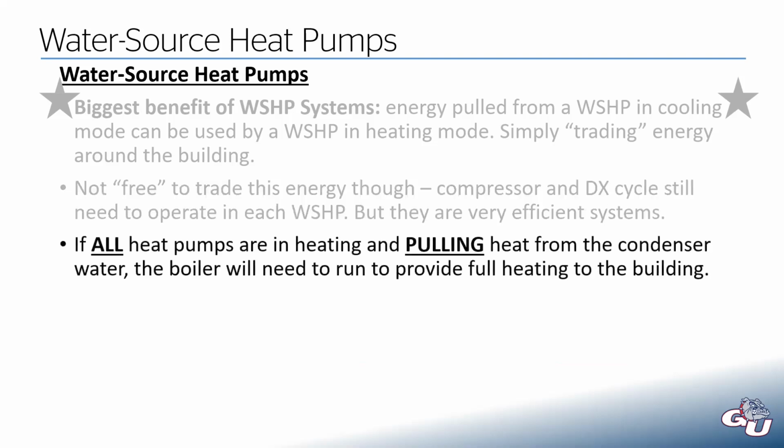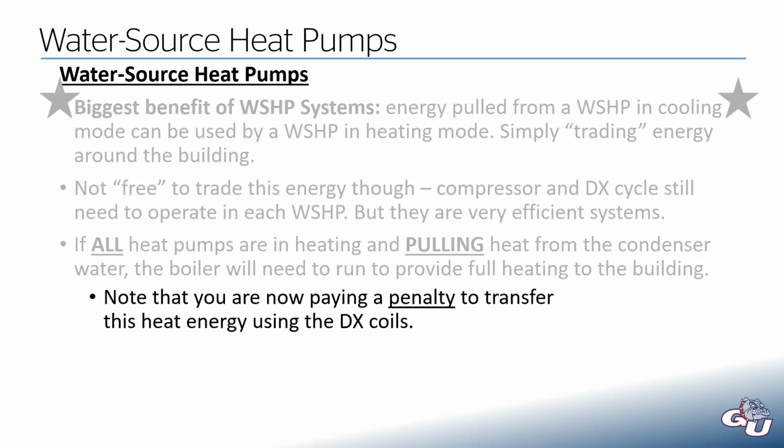If you end up in one of the extremes, so let's say every single heat pump is in heating mode, and every heat pump is pulling heat from the condenser water, what that means is your boiler will need to turn on and essentially provide full heating to your building. In this scenario, you're not gaining any efficiency on the trading of energy because they're all in heating mode. They're all pulling heat out of the water, which means your boiler has to make up that energy 100%.